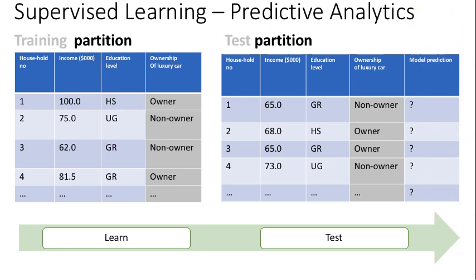Okay. So for example, for the first person, who is a non-owner, the model may say the person is a non-owner. For the second person, who is an owner, the model may say the second person is also a non-owner. The model would be wrong there. So you can generate the predictions by the model for every row of the test partition.